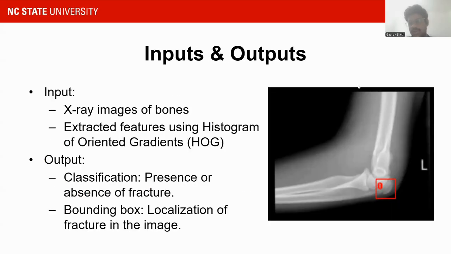So as you can see here in the image, this is an example of an elbow fracture, and the red square you can see is the location of the fracture bounding box, and the 0 is the class label of the elbow fracture. So as you can see, this kind of images is provided to the model.